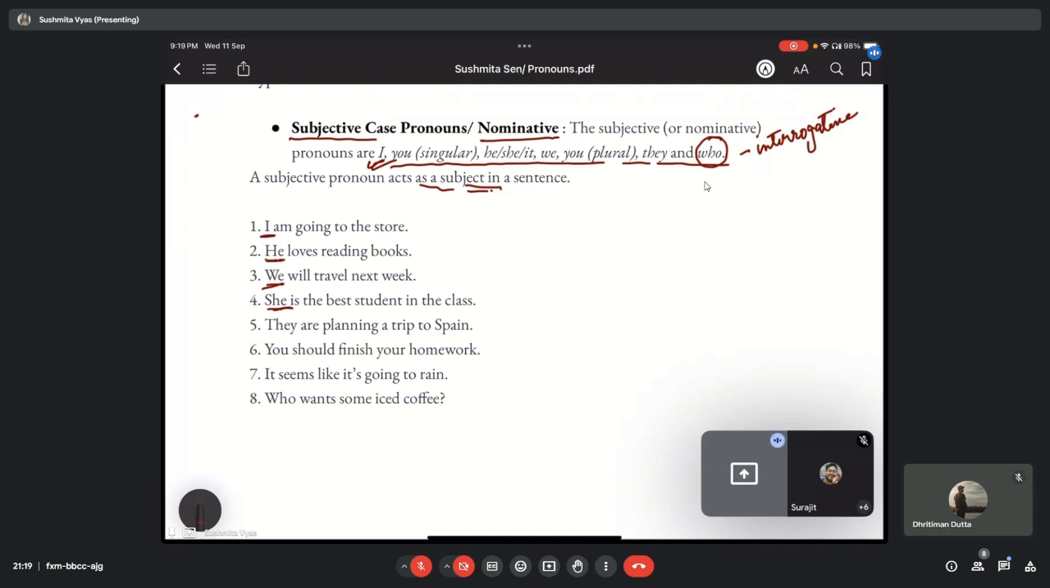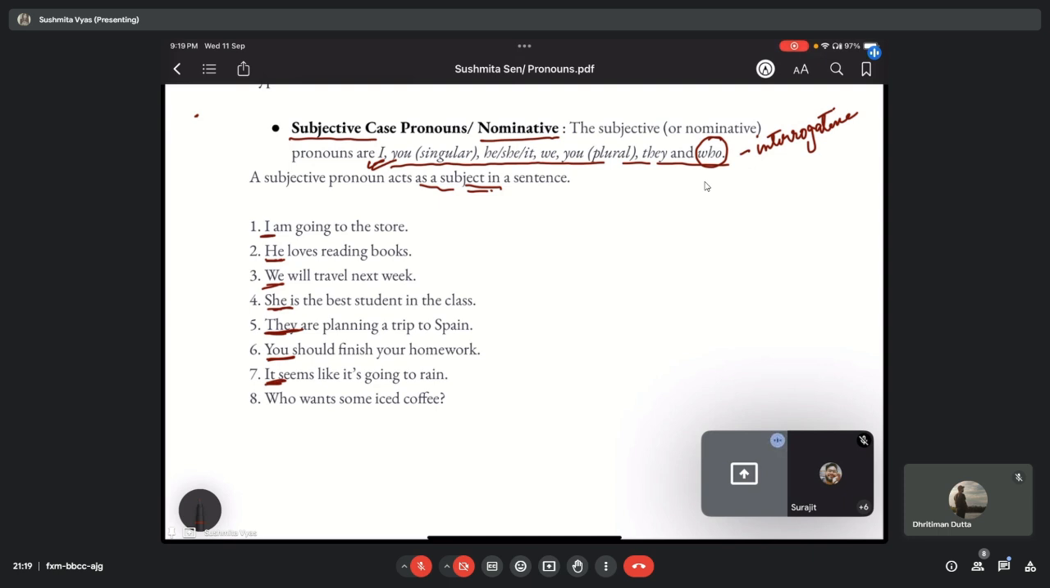She is the subject. They are planning a trip to Spain. They is the subject here. You should finish your homework. You is also the subject. And again, it. It seems like it's going to rain. It is the subjective case pronoun here.